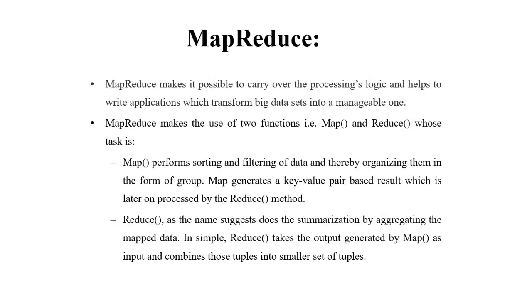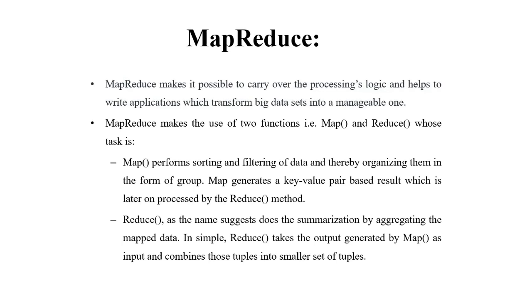The next important one is MapReduce. Here we can split the term into two, that is map and reduce. So what will the map and reduce functions do? Normally the map function performs sorting and filtering of data, and thereby organizes it in the form of groups. Once the map generates the key value pairs, the result is later processed by the reduce method. In simple terms, in the map function we generate a key value pair.